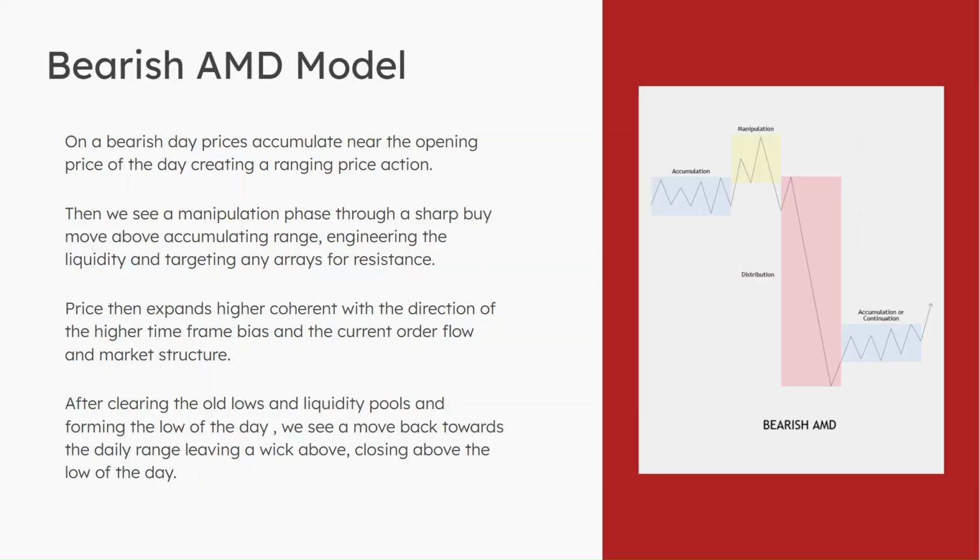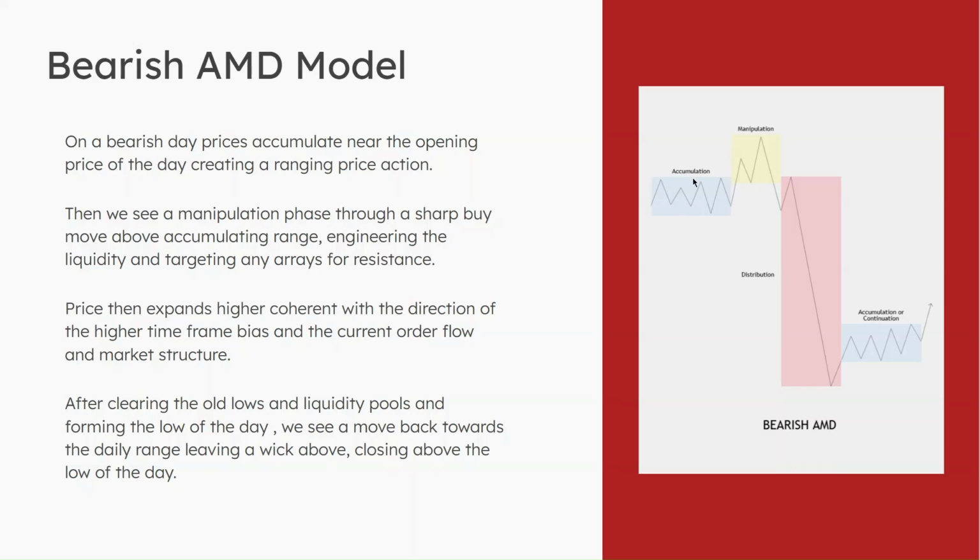Then we have the bearish AMD model, where the price builds up close to the day's opening price on a negative day, resulting in a ranging price movement. A fast buy move above the accumulation range, and the liquidity is engineered and resistance in the form of any arrays is targeted, giving the manipulation phase.